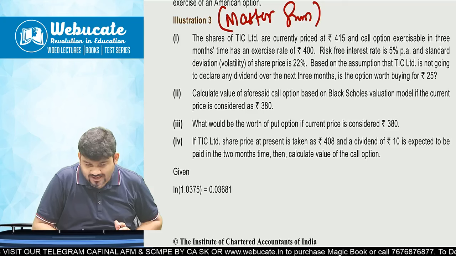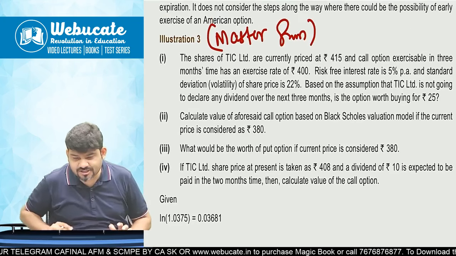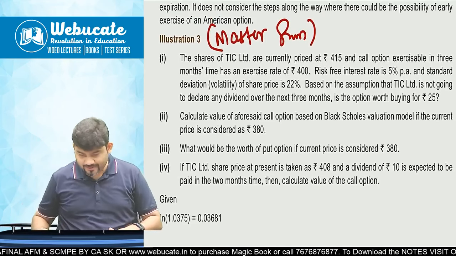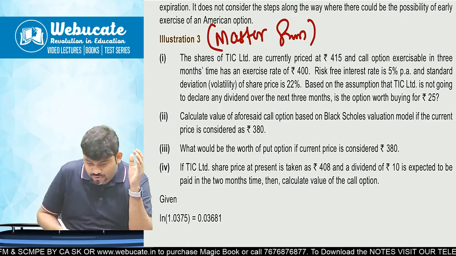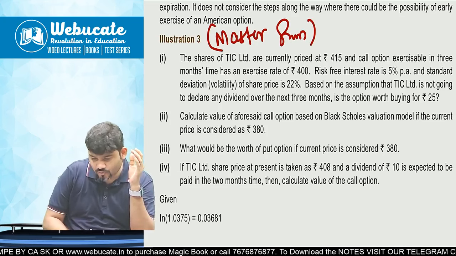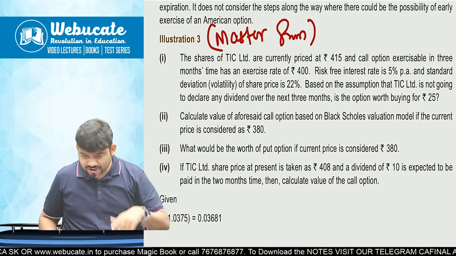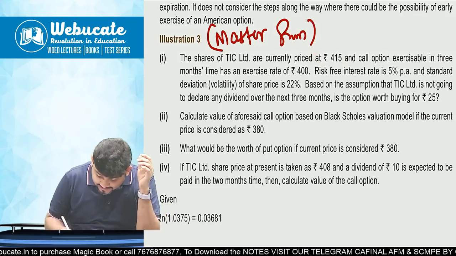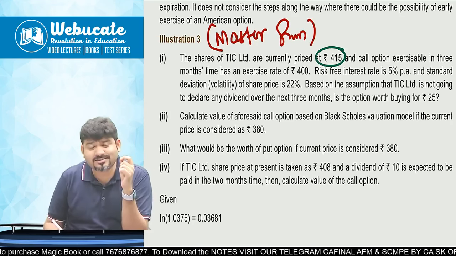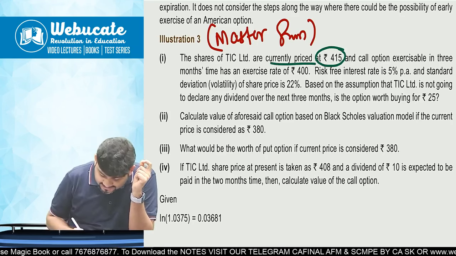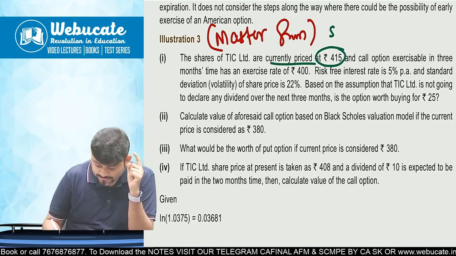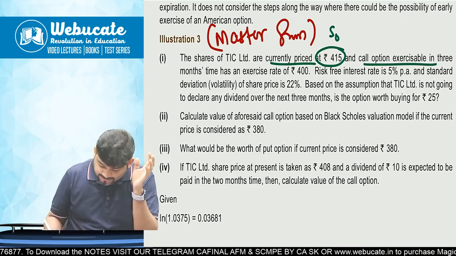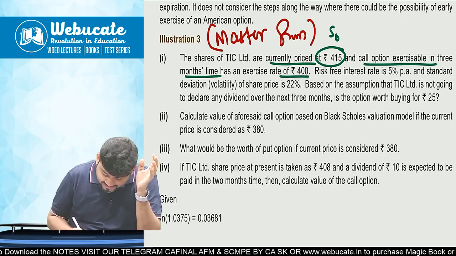Yes. So finally, we start the last leg of this session, and that is solving sums related to Black Scholes, real options and all of that, the things that are newly introduced by ICAI. So I will first read the question and then we will start. The shares of TIC Limited are currently priced at 415. Guys, in my formula, what does this 415 denote? Can I say currently priced means it denotes S0? Please confirm. Okay, and a call option exercisable in 3 months' time at an exercise rate of 400.